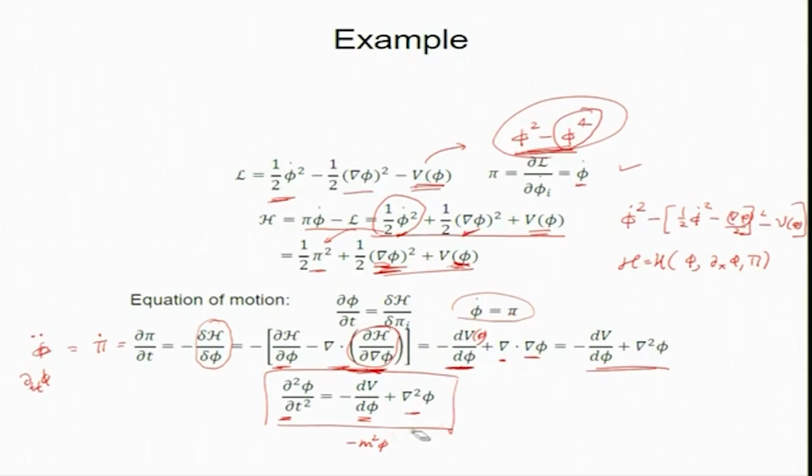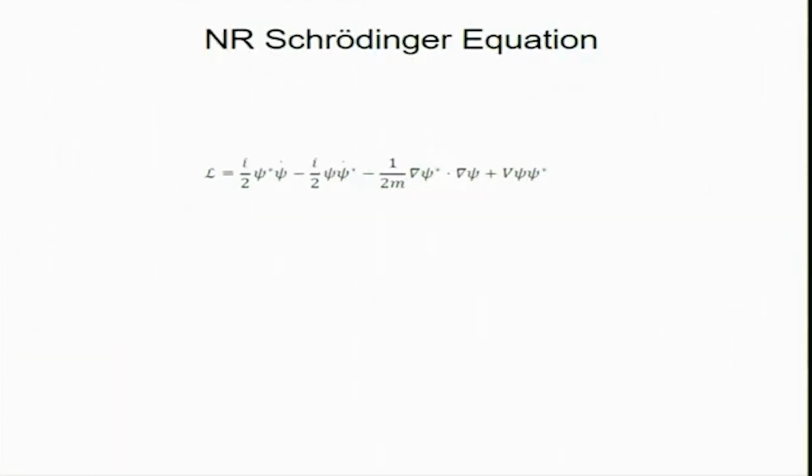So, given the Hamiltonian, I can also derive the equation of motion. Okay. So, this is a simple example, but we will go to a slightly more complicated example, the Schrodinger equation. Okay. So, in the Schrodinger equation, psi is a field. So, we can also write down the Lagrangian for psi. The Schrodinger equation will be derived as the equation of motion. Okay.